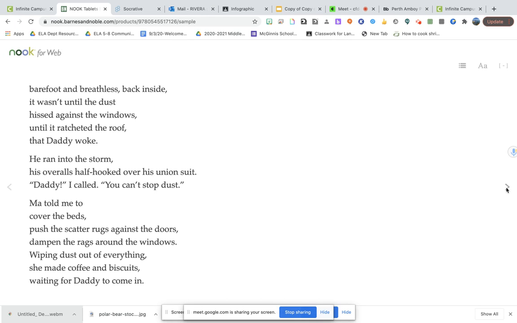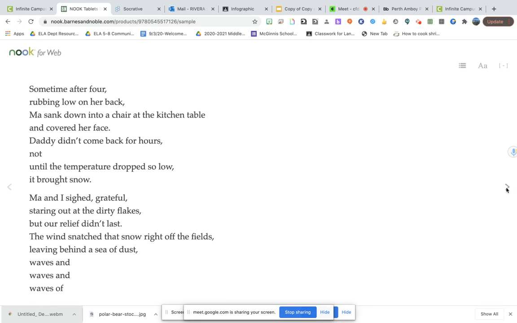Ma told me to cover the beds, push the scatter rugs against the doors, dampen the rags around the windows. Wiping dust out of everything, she made coffee and biscuits waiting for Daddy to come in. Sometime after 4, rubbing low on her back, Ma sank down into the chair at the kitchen table and covered her face. How was she probably feeling right there? Nervous, sadness, something along those lines.